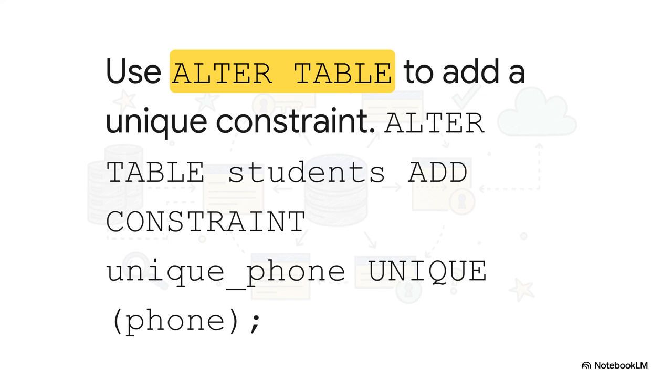And what if your table already exists? No problem. You can use the alter table command. We're telling MySQL to add a constraint. It's good practice to give it a name, like unique phone, so it's easy to find later. And then we just specify that it's a unique constraint on the phone column. And just like that, our table now has two alternate keys.